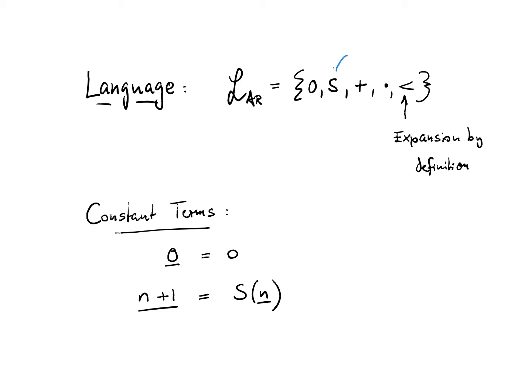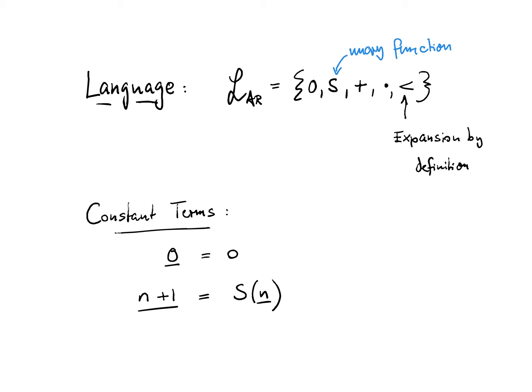So this is a unary function, and of course, it's intended to be the successor function. We also have plus, times as before, and we also include less than. This less than is a binary relation, of course, but it turns out to be an expansion by definition, as we will see from the axioms in a moment.